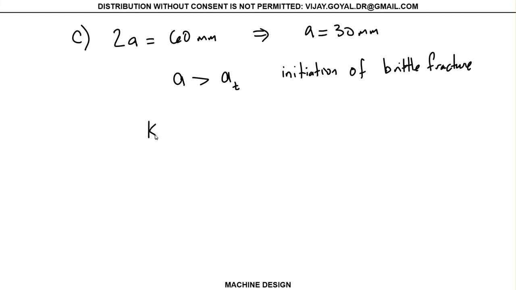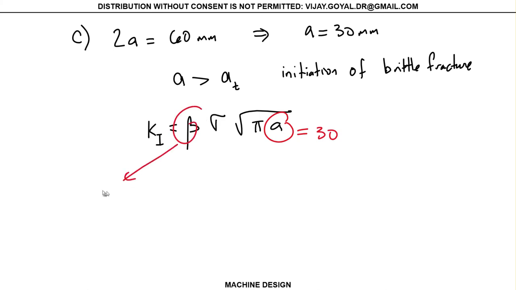So if that was the case, then the same thing. This is beta. I need beta first. I need sigma, and I need pi a. I know this. This is given from the problem in study. This I need to find from charts. We'll find it in a minute.